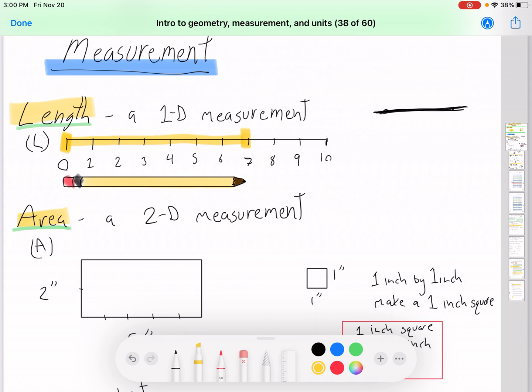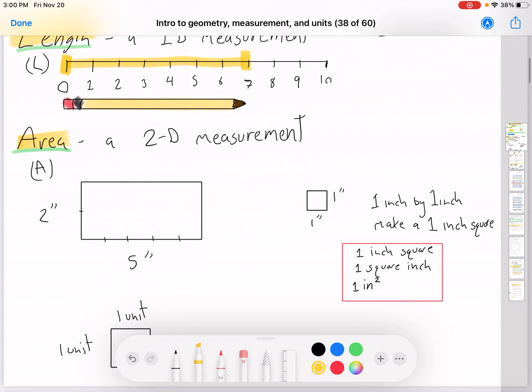Now, area is an example of a two-dimensional measurement. So when we talk about the area of something, we don't just go back and forth, but area would go side to side and up and down. Now, if I were to have a square which is 1 inch by 1 inch, right, 1 inch wide, 1 inch tall, it makes a 1 inch square. This is referred to as a 1 inch square, or 1 square inch, or 1 inch squared. All three of these different ways of talking about it are just fine.